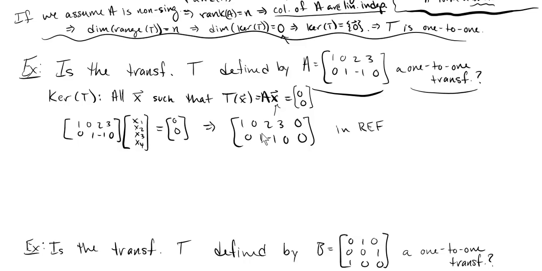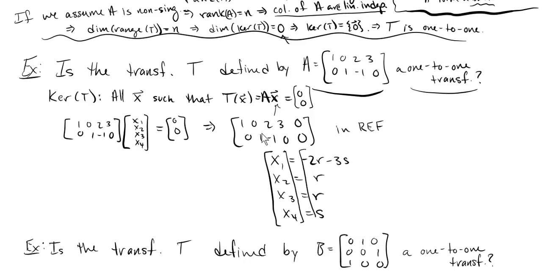So if we were trying to solve this, we would just unpack it again and solve. We'd get x1 is negative 2r minus 3s, x2 is r, x3 is r, and x4 is s. This is what we would get. This is our solution.